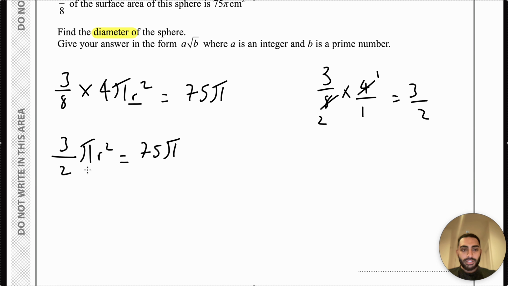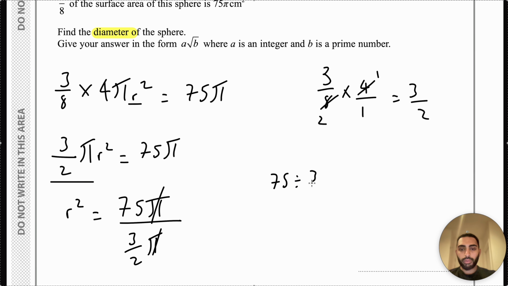So all I need to do now, r is being squared and then it's being multiplied by this 3 over 2 pi. So I'm going to divide both sides by 3 over 2 pi. So r squared is equal to 75 pi over 3 over 2 pi. So these pi's are going to cancel each other out. Then I've got 75 divided by 3 over 2. If you divide in fractions, you're going to keep the first one as it is, so it's 75. You're going to flip the second one, so it becomes 2 over 3, and you're going to multiply them instead. I can see these cross cancel as well. Both of these divide by 3. That would become 25, and that would become 1. So 25 times 2 is 50.